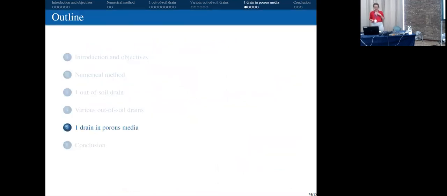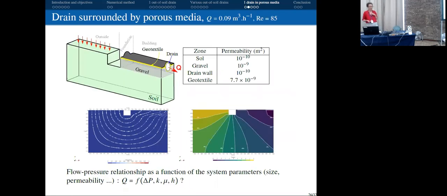So now if we look at a wet drain in porous media with time, so it's more like the SDS systems. So we have various porous media. We have the soils, gravel, the geotextile, the drain. So we impose the flow rates at the inlet of the drains. So air comes from the outside and goes inside the drain.